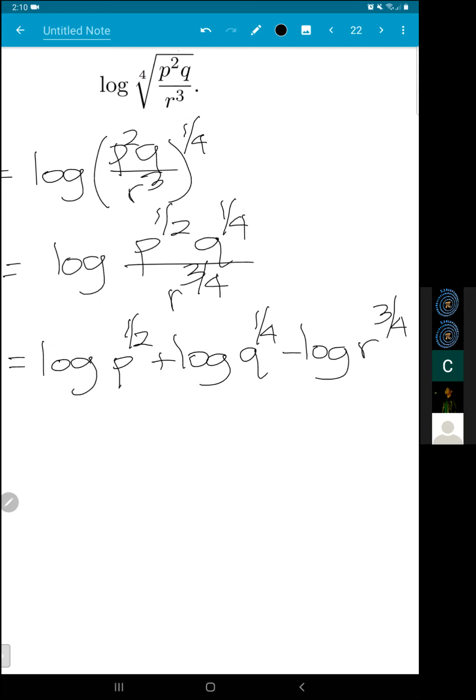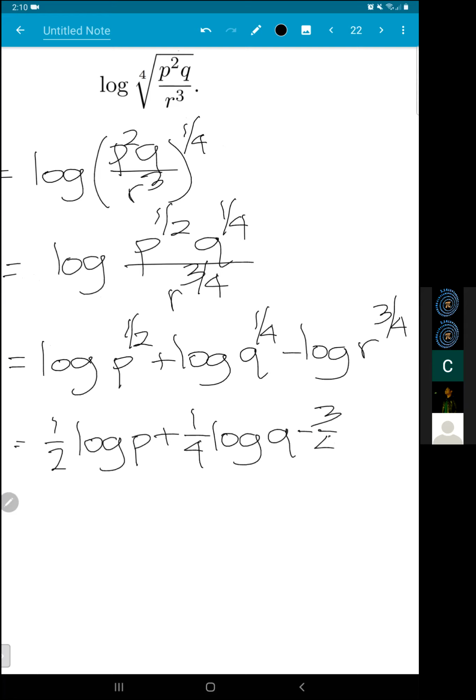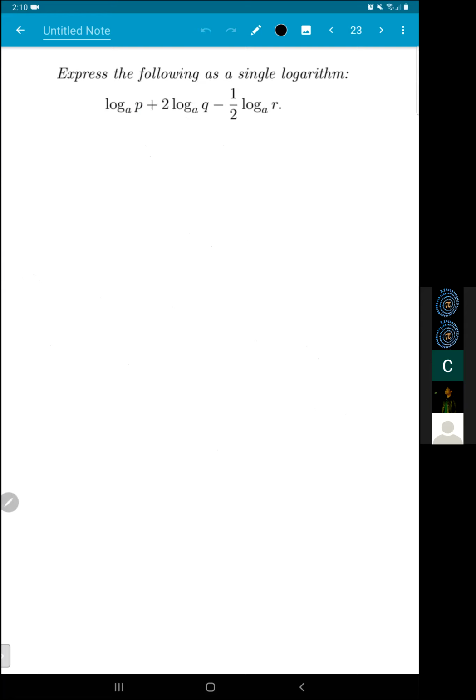Okay, then bring down the exponents. Can we get the same? Any questions so far? None, sir. Now we can do the opposite.